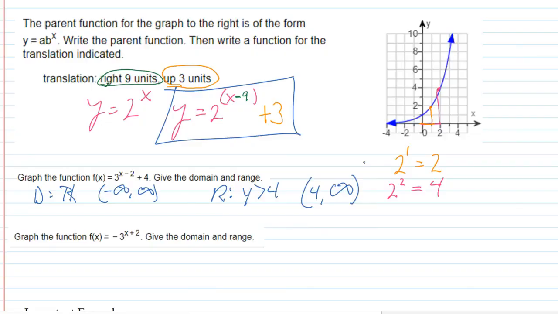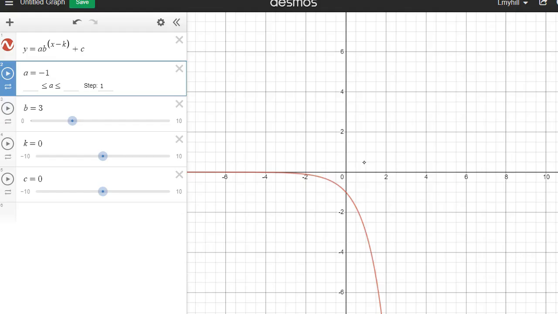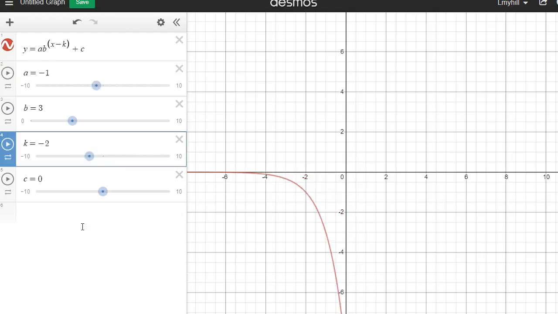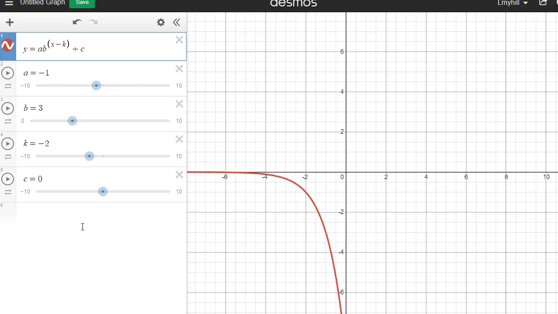Then they told us that we had an x plus 2. What that's going to do is it's going to move it 2 to the left. Now the reason why I put a negative 2 for the k is because there's already a negative in my equation. So a negative and a negative is going to give me a positive. So this is our new graph.